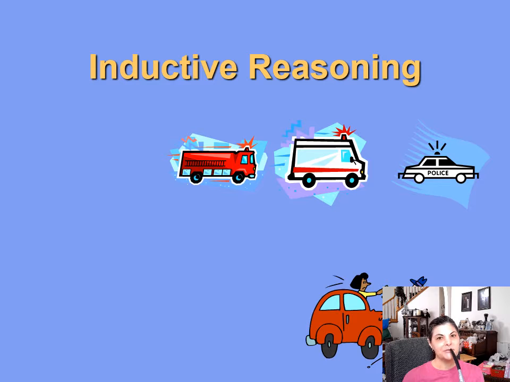There are three types of reasoning that we're going to look at: inductive, deductive, and causal. And the first one I have for you is inductive reasoning. With inductive reasoning, we make a series of observations, so we see several things occur, and then we decide what that means based on the pattern.